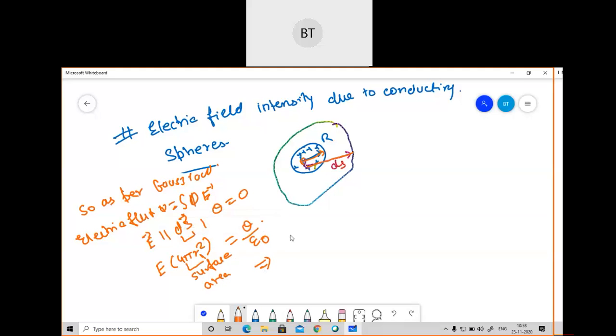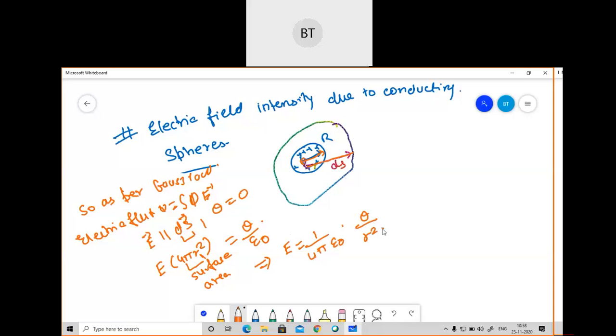What will be our electric field here? The electric field which we are getting here is E is equal to 1 by 4 pi epsilon naught into Q by r square. In the first case, as per the Gaussian law that I've applied, the electric flux is equal to the integral of E dot dS, where the electric field will be parallel to the dS vector.